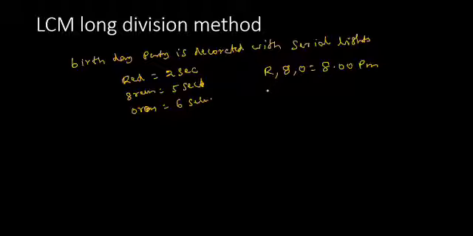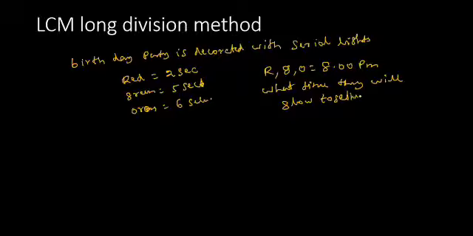Now at what time will they glow together again? So that is the problem. Now you know that we want to find a uniform timing when they all glow together. Now what is the methodology? The methodology is that you have to find the LCM of these.